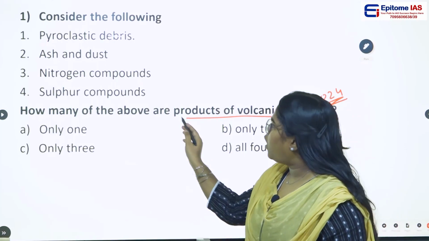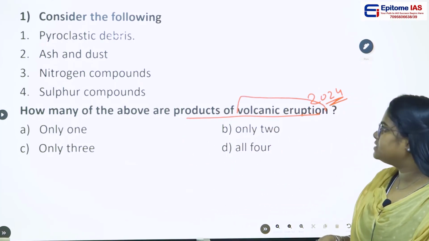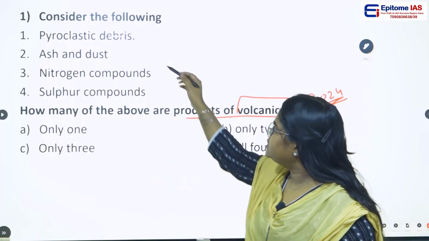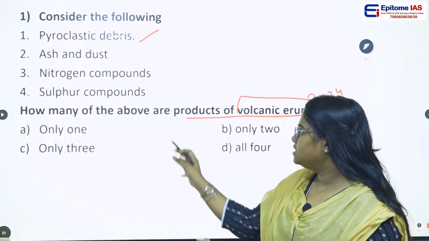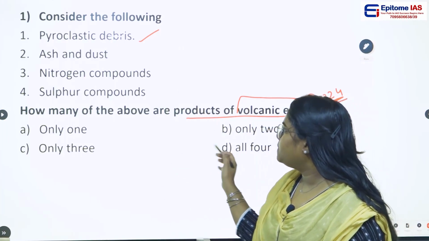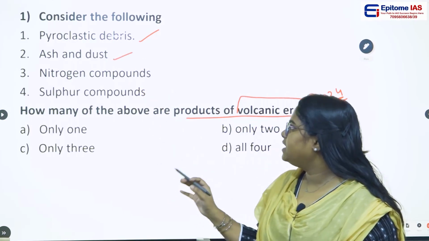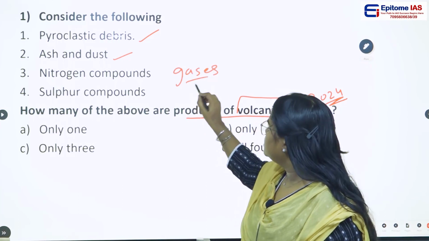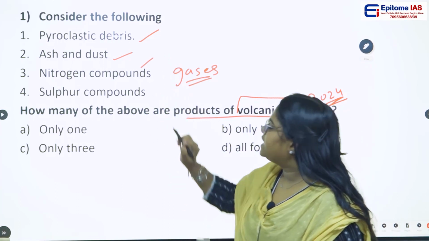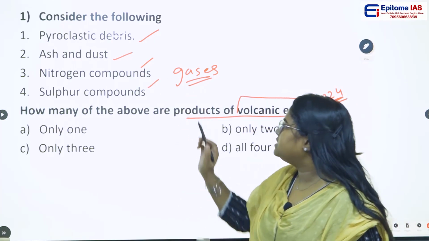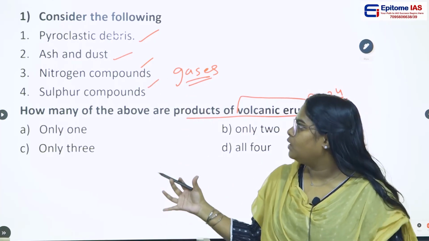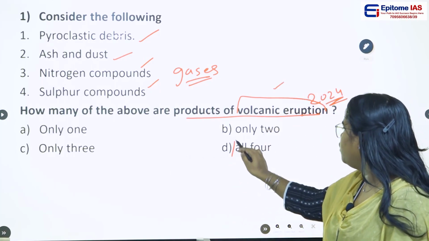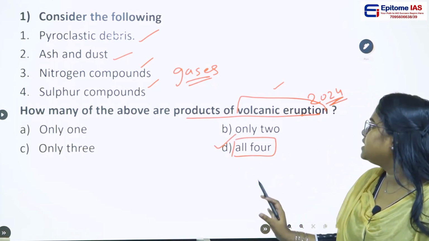So if you see the volcanic eruption, it has a variety of things coming out of it. Okay. So if you see the pyroclastic debris, yes, this is part of the volcanic eruption, and it also contains ash and dust. Apart from that, it also contains some of the gases. So the nitrogen compounds and nitrogen gases, sulfur compounds and sulfur gases are also part of the volcanic eruption. So the correct answer would be all four. Option D is the correct answer.